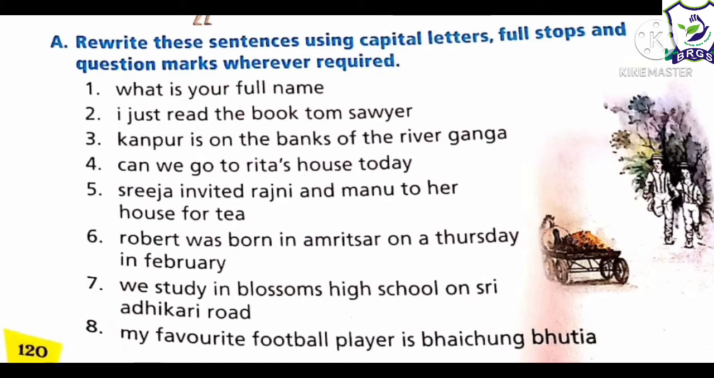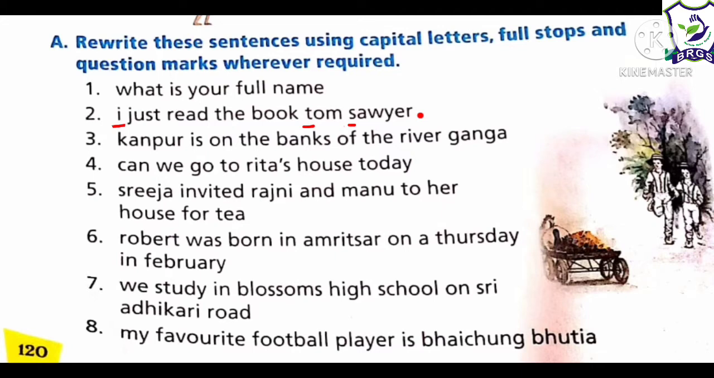Exercise A. Rewrite these sentences using capital letters, full stops and question marks wherever required. Number 1 is what is your full name? Here W will be capital and at the end we will put a question mark. What is your full name? Because it's a question. Right? Number 2, I just read the book Tom Sawyer. Here I, T and S will be capital and at the end we'll put a full stop.